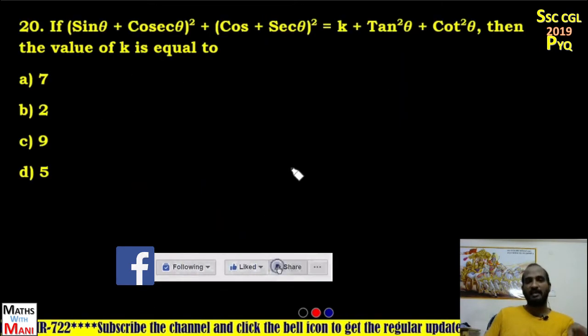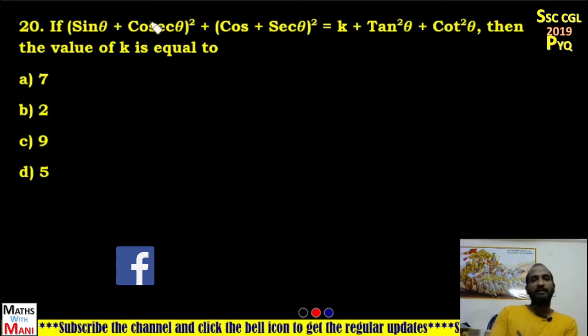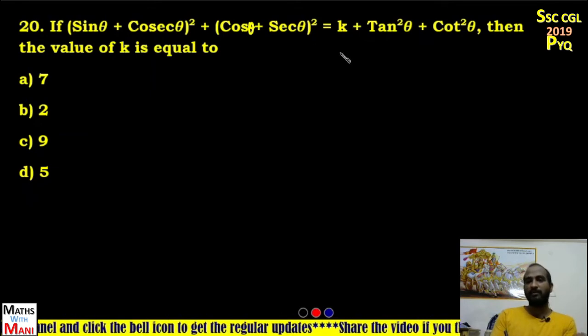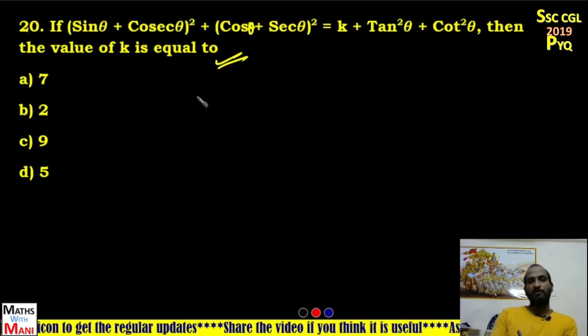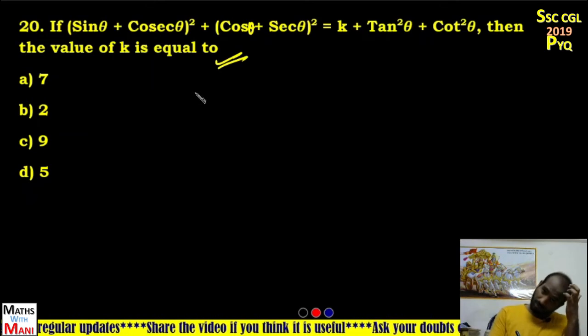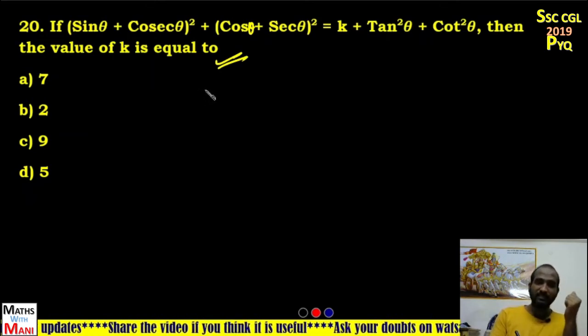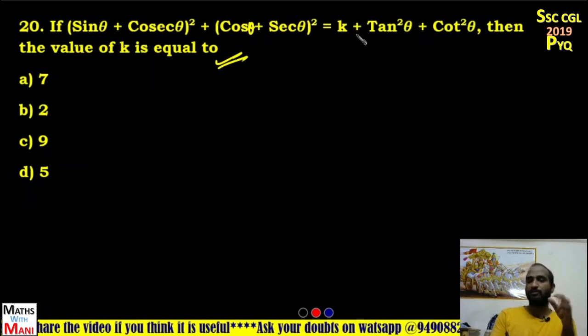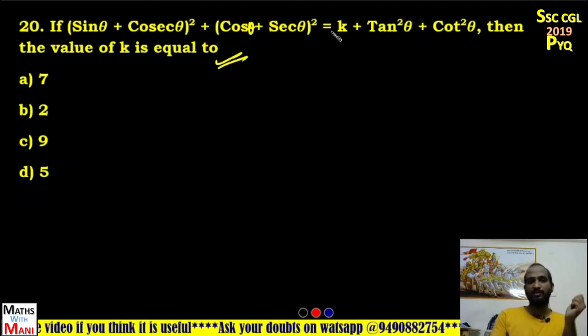20th, and this is the last problem for this session. Here, sin theta plus cosecant theta whole square plus cos theta plus secant theta whole square is equal to k plus tan square theta plus cot square theta. Then the value of k is equal to. Options are 7, 2, 9, 5. Okay. You can substitute theta as 45. That is easy now. Because cosecant and tan are there, theta 45 is the easiest.